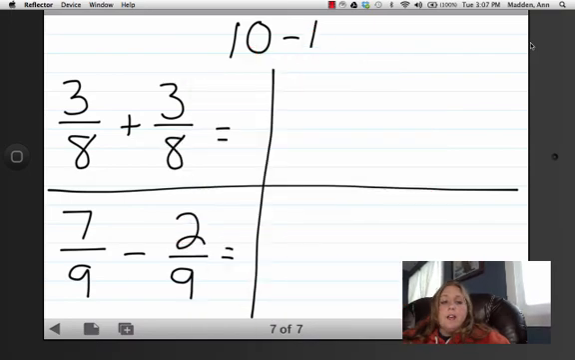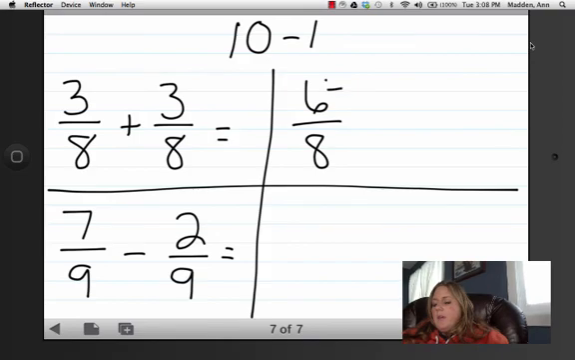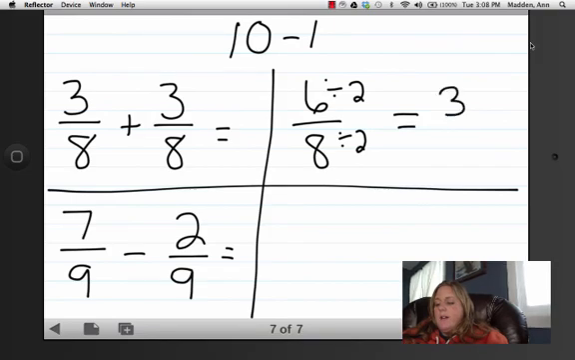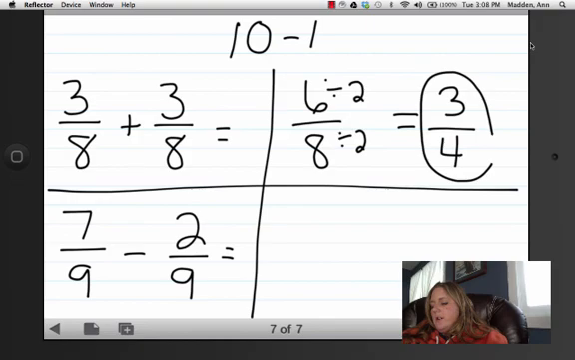All right, let's see how you did. 3/8 plus 3/8 would equal 6/8. Although both of these can be divided, what can they be divided by? They can both be divided by 2. 6 divided by 2 is 3. 8 divided by 2 is 4. Your answer should have been 3/4.